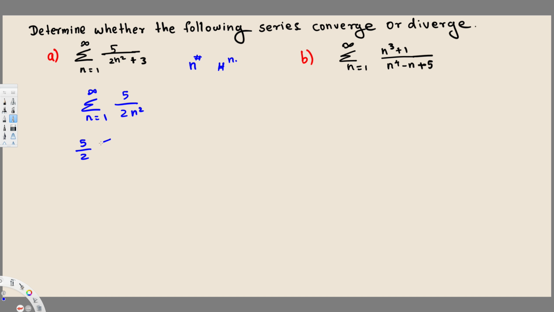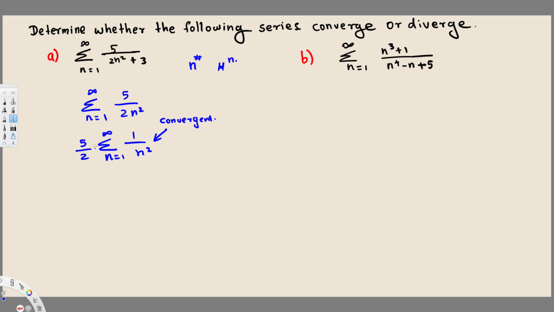2 sigma n is equal to 1 to infinity 1 over n square. And you notice that the power of this n is greater than 1, right? Whenever we have a p-series and the power is greater than 1, that always converges. So here this power is greater than 1, so we can conclude that this is a convergent p-series. But this is not the conclusion for this one, right?